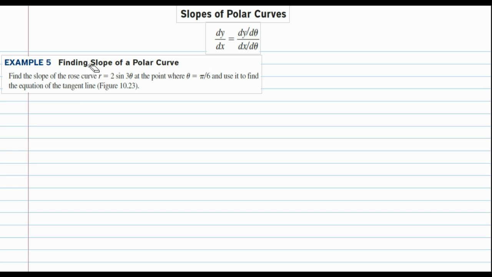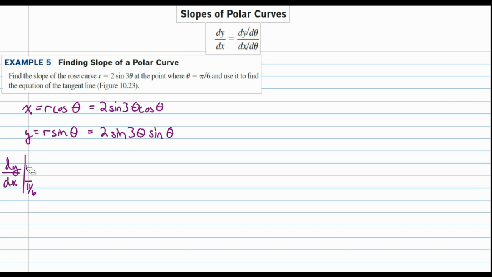Alright, so first of all, I know that I need to find dy/dθ and dx/dθ. Well, x itself is r cosine θ, y is r sine θ. And it tells me that r is 2 sine 3θ, which means that x would be 2 sine 3θ cosine θ, and y would be 2 sine 3θ sine θ. So now that I have x in terms of θ and y in terms of θ, I can then calculate dy/dx and evaluate at π/6.